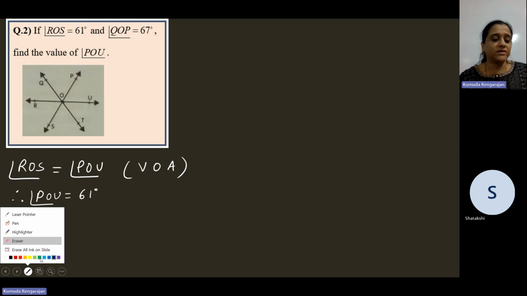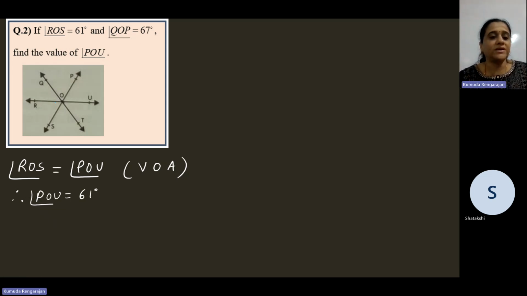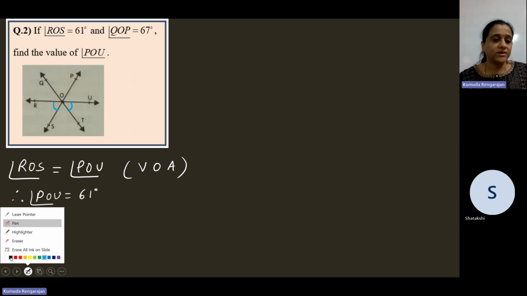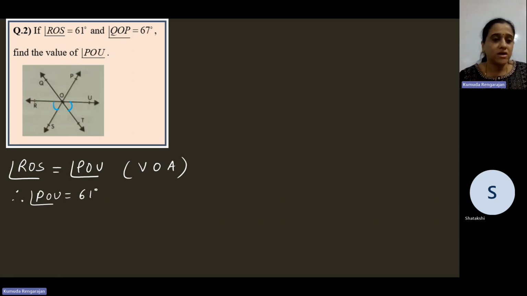Otherwise, they'll form broken lines. Now, supposing you identify these two angles as vertically opposite angles. So this arm of the first angle and this arm of the second angle form a straight line. But this arm of the first angle and this arm of the second angle don't form a straight line. It's a broken line. So you have not identified the vertically opposite angles correctly.